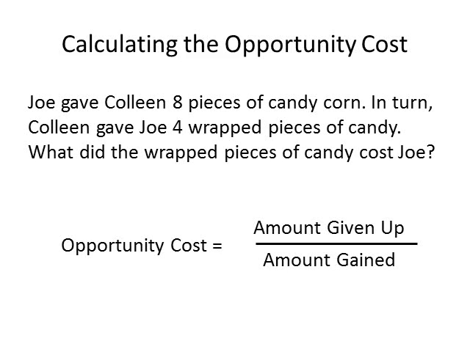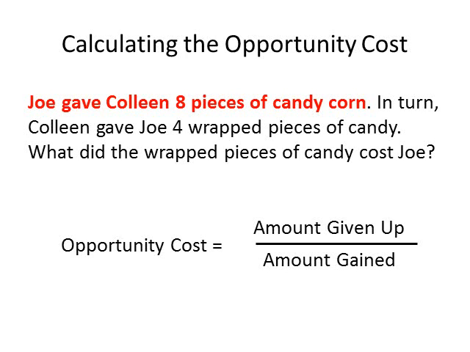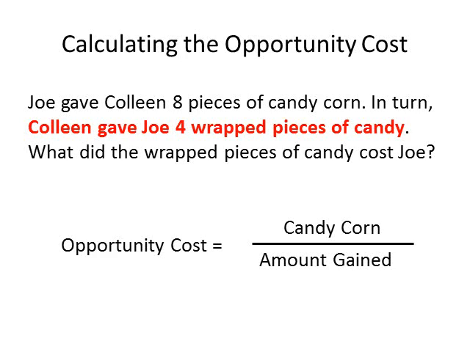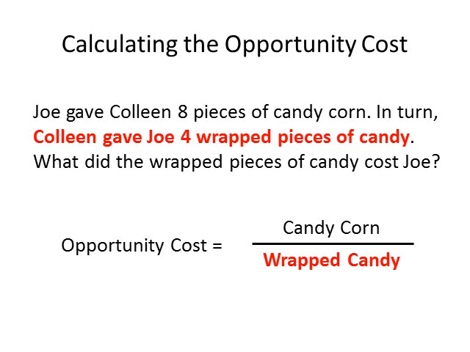The first step is to write down the formula, the amount given up divided by the amount gained. Second, we need to determine what was given up. In this case, Joe gave up candy corn. So we're going to substitute in candy corn for what is given up. Third step is to determine what was gained. In this case, Joe gained wrapped candy. So we will substitute in wrapped candy for what was gained.